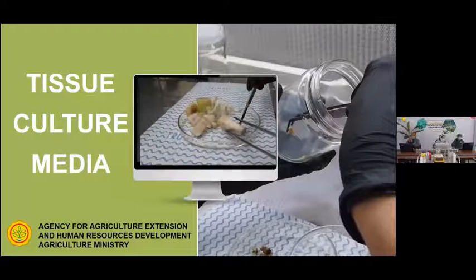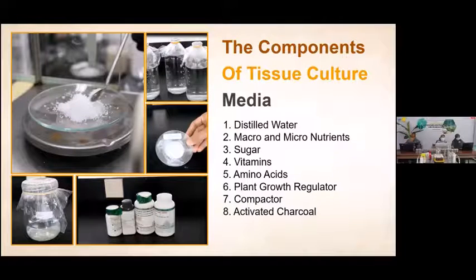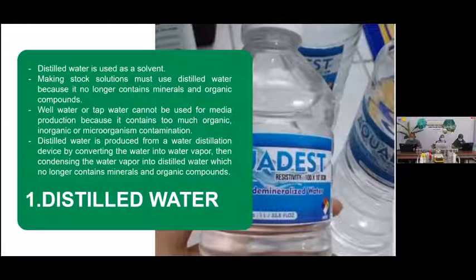Okay, today I will explain about tissue culture media. What are the components of tissue culture media? There are 8. The first one is distilled water, and the second is macro and micronutrients. Also, we need sugar, vitamins, amino acid, plant growth regulator, compactor, and activated charcoal. Okay, distilled water we use as a solvent. For making stock solution, we must use distilled water because it no longer contains mineral and organic compounds.